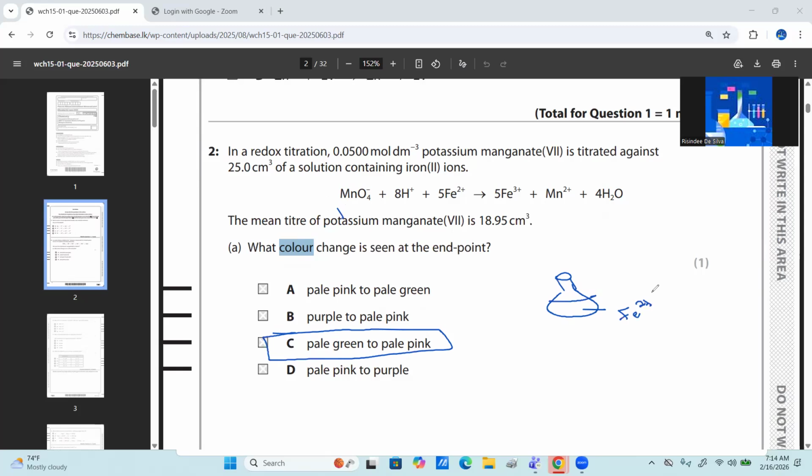Iron 2 has a pale green color. When we titrate with permanganate, when all the iron 2 plus has oxidized to Fe3 plus, the remaining color is due to the color of the permanganate, which is pink.